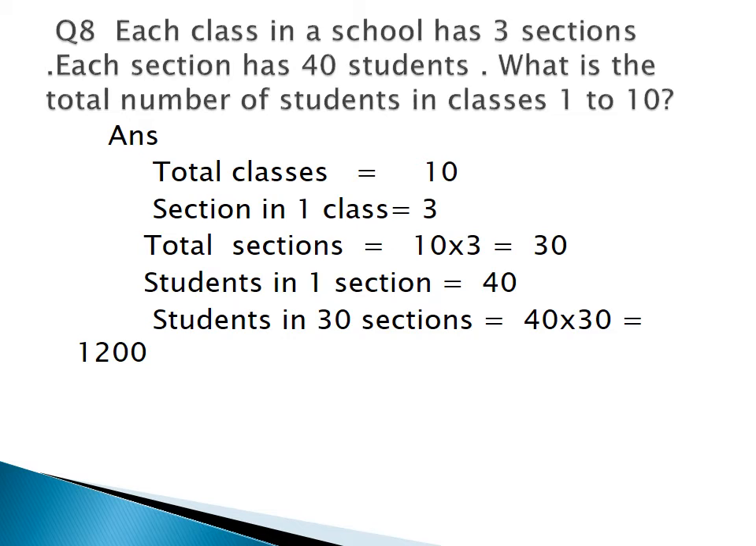Students in one section is equal to 40. How many sections are there, children? 30 sections. Then students in 30 sections, 40 multiplied by 30, it is 1200. 4 threes are 12 and 2 zeros will come. Okay? 1200 students.